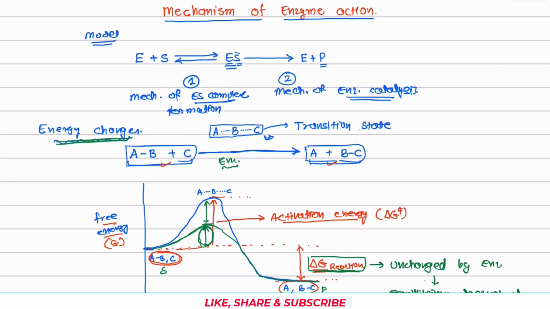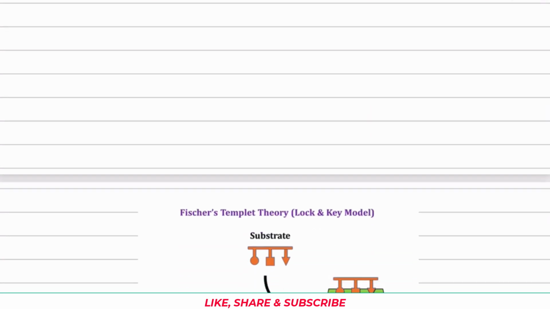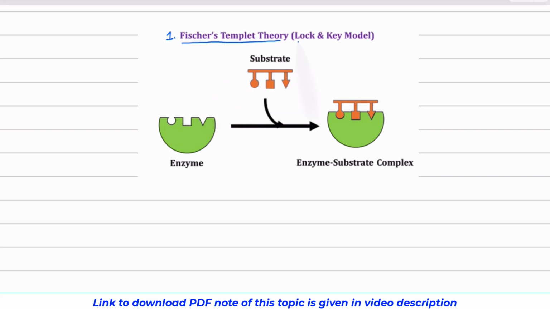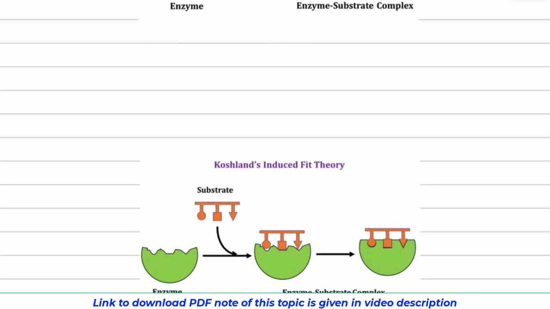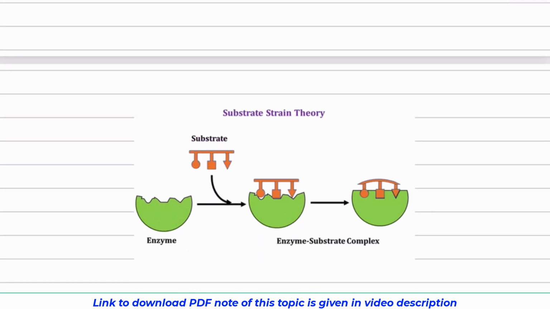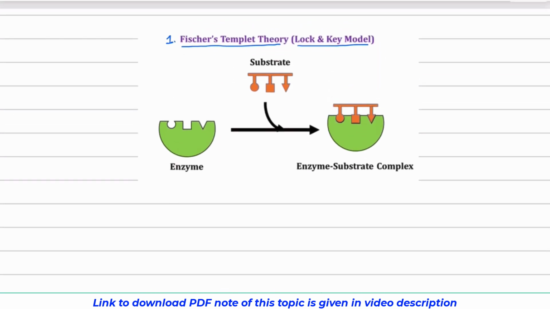So now let's proceed to the mechanisms of enzyme-substrate complex formation. There are a total of 3 mechanisms that we need to understand about enzyme-substrate complex formation. The first mechanism is Fischer's Template theory, which is also called the lock and key model. The second mechanism is Koshland's induced fit theory. And the third mechanism is the substrate strain theory. Let's consider all these 3 mechanisms one by one.